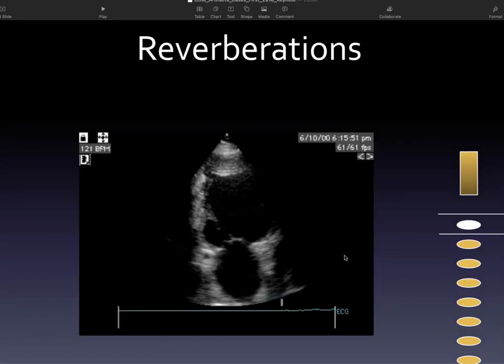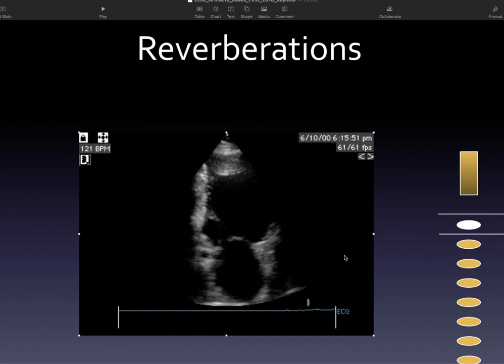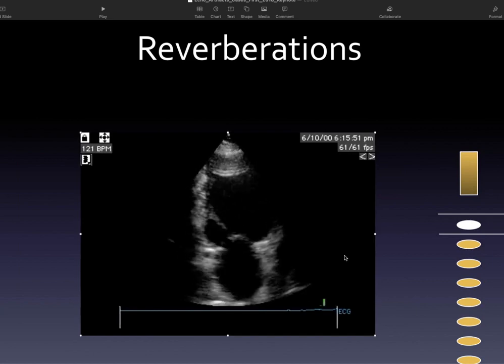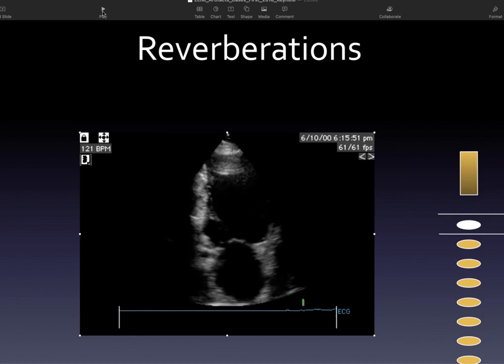Let me escape out, and hopefully you can see the motion a little bit. This is called a reverberation artifact. Sometimes it can be confused with a left atrial clot or a laminar clot. One way to get rid of this problem is by using harmonics as well as contrast. Okay, so let me just go back here.